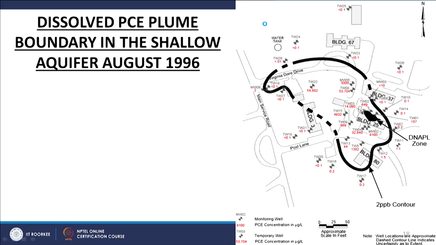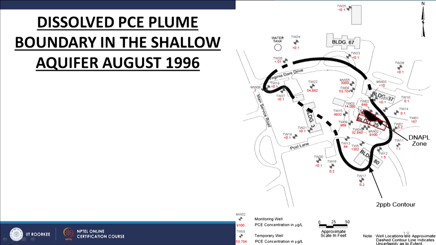So, we will look at the plume boundary. This was the building that we were talking about, building 25, and as you can see, a considerable area is occupied by this DNAPL, that is remarkably toxic, right, and also difficult to remove. So, once you have this contaminant in its non-aqueous phase liquid form, you are obviously going to have it in contact with the groundwater.